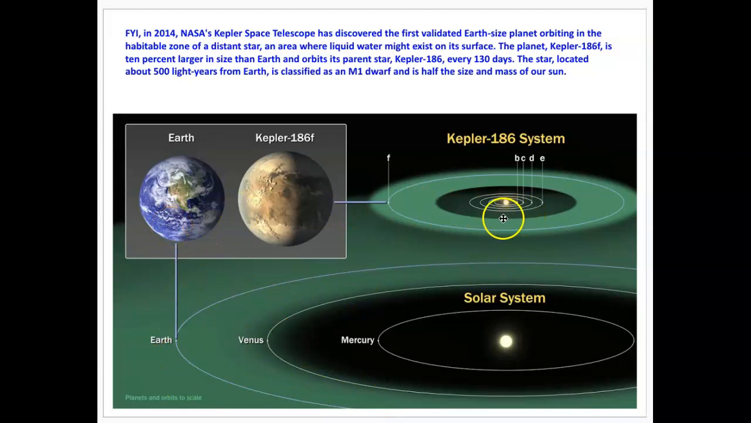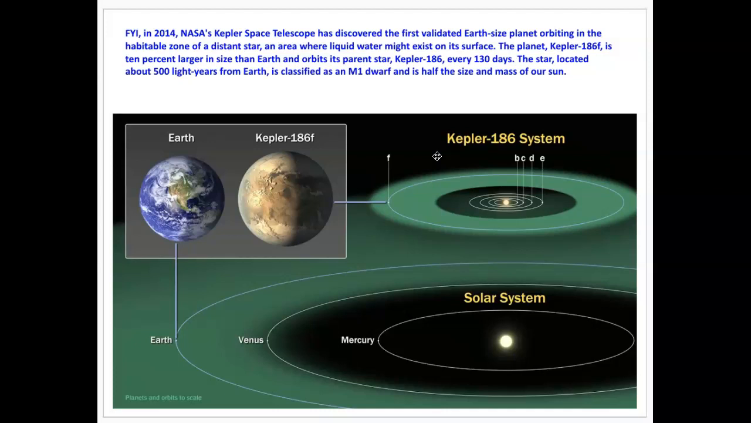In 2014, in a different system within the Milky Way galaxy called the Kepler-186 system, scientists did locate a planet. They've named it Kepler-186f that is within the Goldilocks zone of that particular system, and they think it could potentially have liquid water on it. It's similar in size to Earth. I think it's only around 10% larger than Earth.